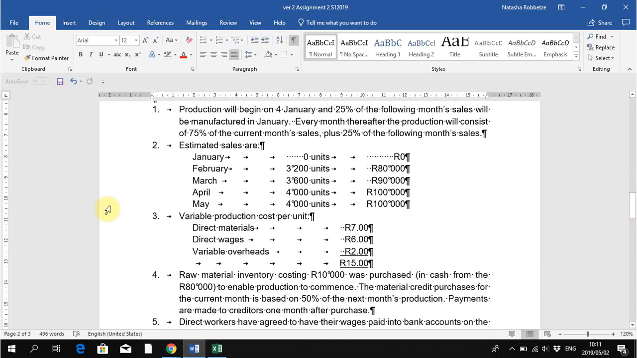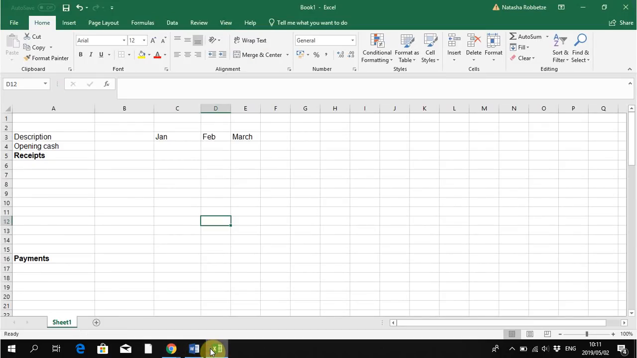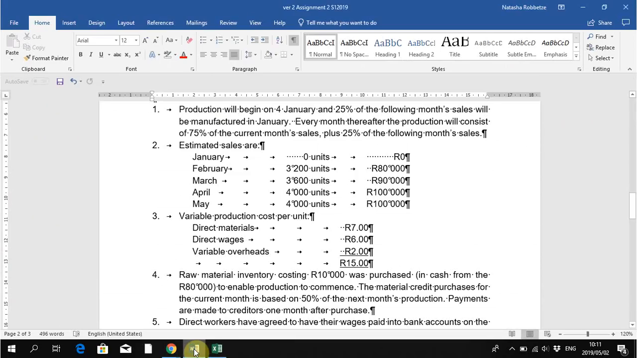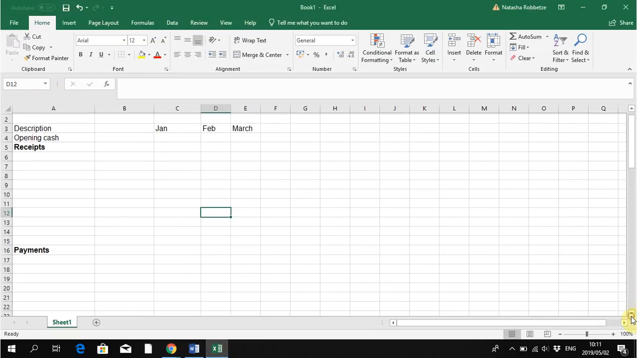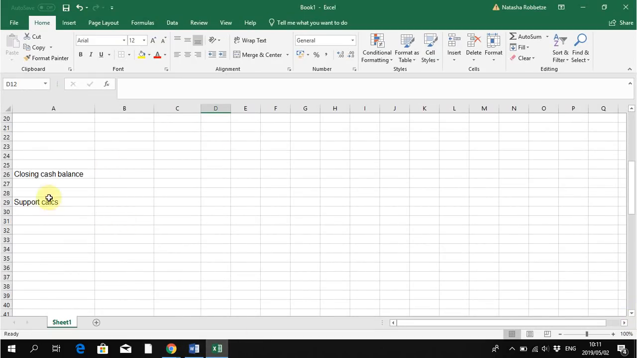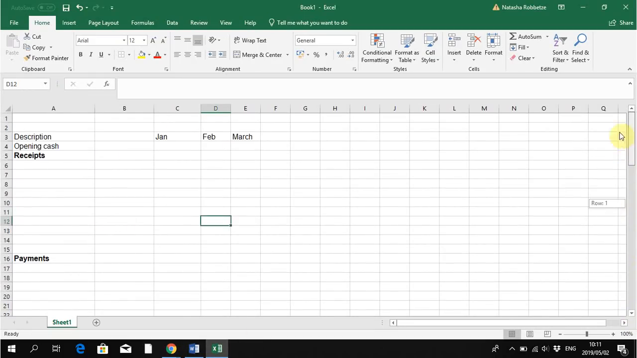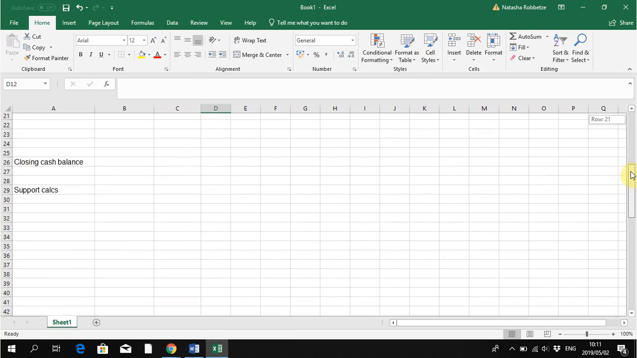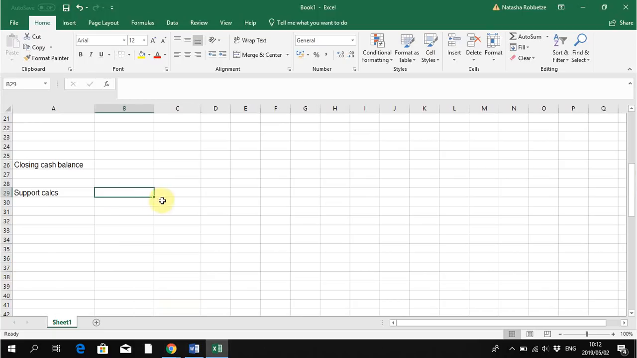And if you just look at the next note, you will see that the production units are quite important because they've given you the variable production cost per unit, and therefore you need to know the production units in order to be able to use the 7 Rand, the 6 Rand, and the 2 Rand respectively. Alrighty. So if we do a calculation for the production units, I just quickly drafted the basic layout of my cash budget, and then I'm going to have a number of support calculations.